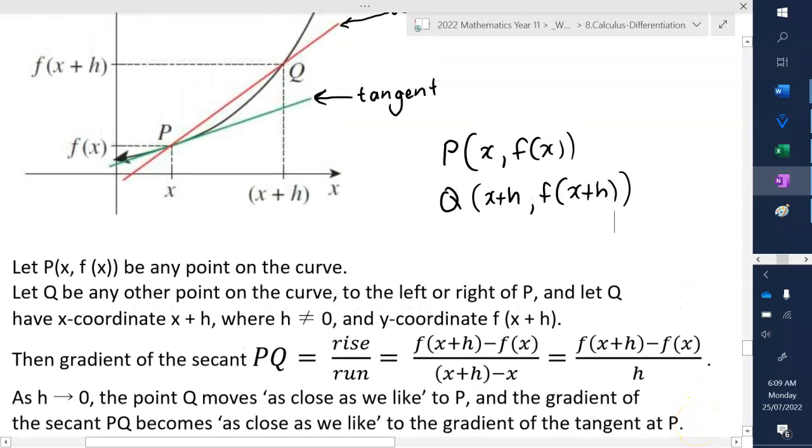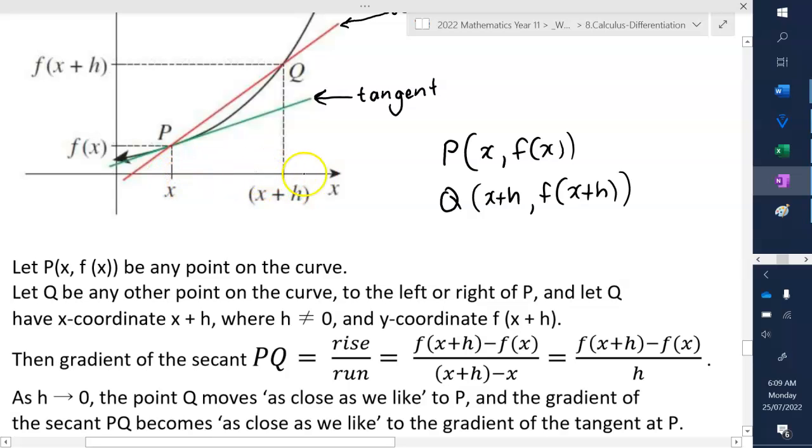So our rise is the up and down part between those 2 points, and that's the difference between our f of x plus h and our f of x. So we've got f of x plus h, take away f of x, over our run component between those 2 points, that's in there.